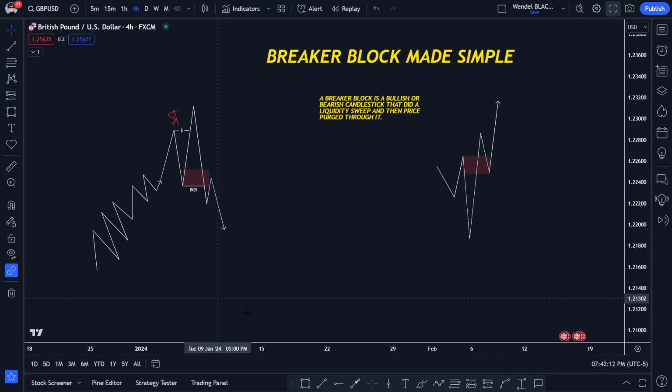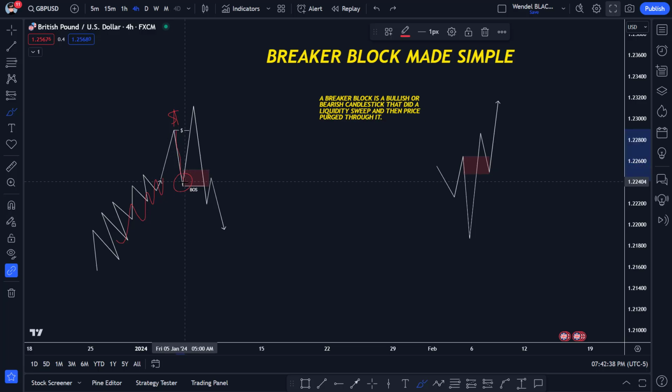So for a quick video recap, a breaker block is a bullish or bearish candlestick that did a liquidity sweep and then price came in and purged through it. So as we can see here, price was in a clear uptrend, price was trending up, and then this last bearish candlestick came in, pushed price higher and cleared the liquidity from these old highs, and then price came in and purged through this last bearish candlestick right here.